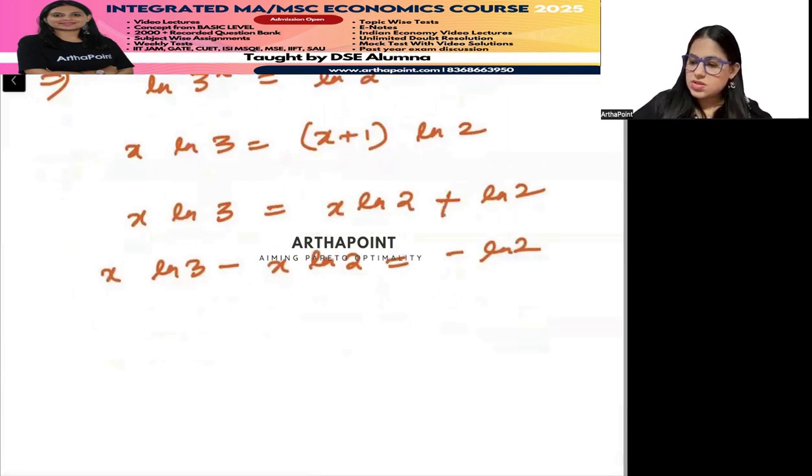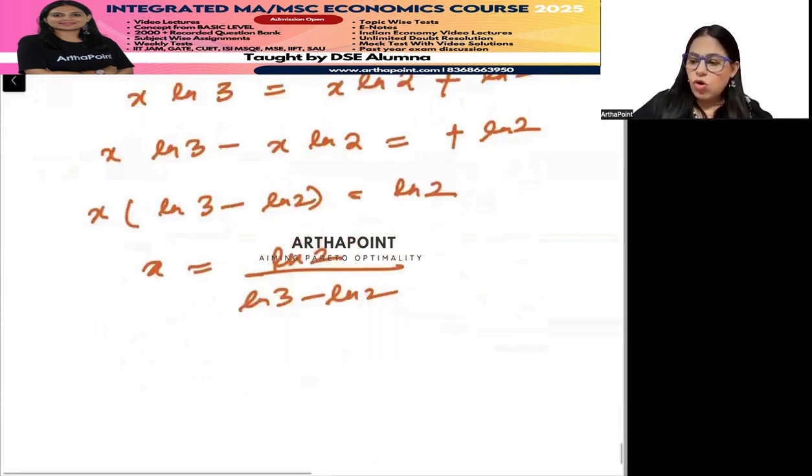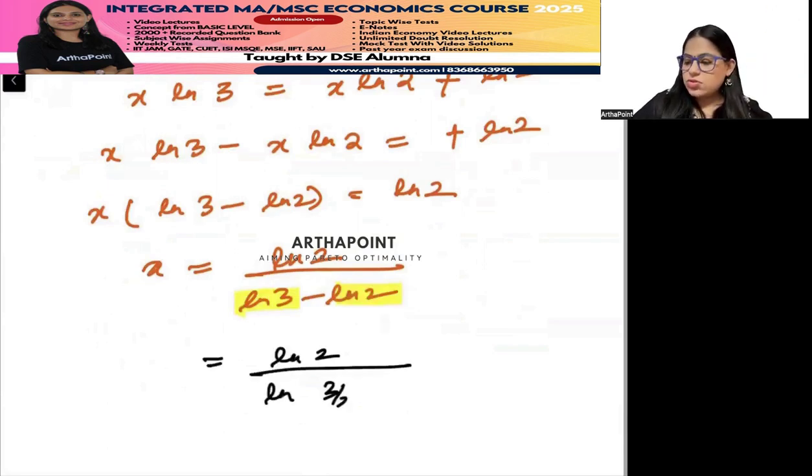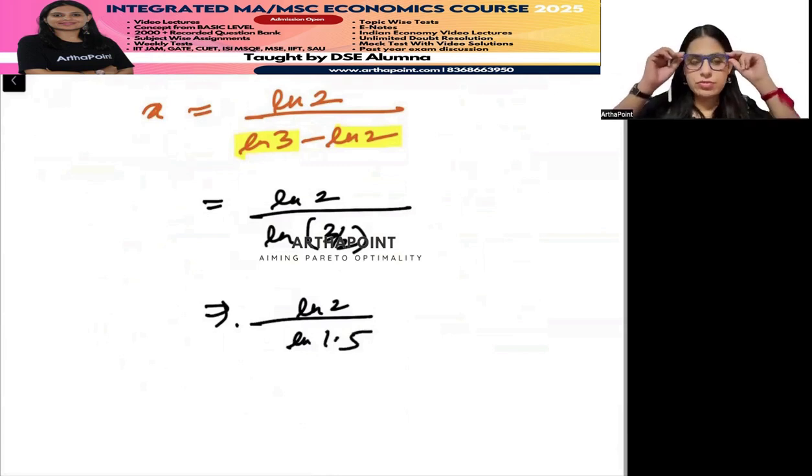So this is plus. Not sure why I made it minus. So x log 3 minus x log 2 is equal to log 2. So x(log 3 minus log 2) is equal to log 2. So x will be log 2 divided by (log 3 minus log 2). We know log m minus log n is log m by n. So you can also write this as log 2 divided by log 3 by 2. So this is going to be log 2 upon log 1.5. Right? Just solve this. That's it.